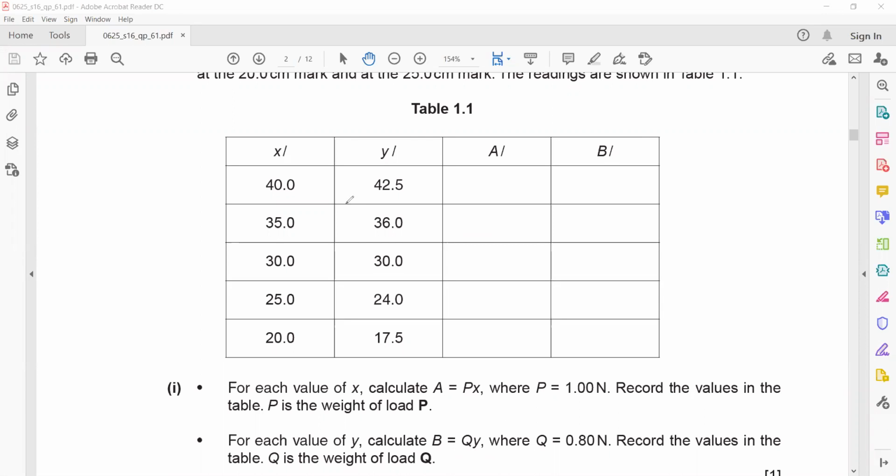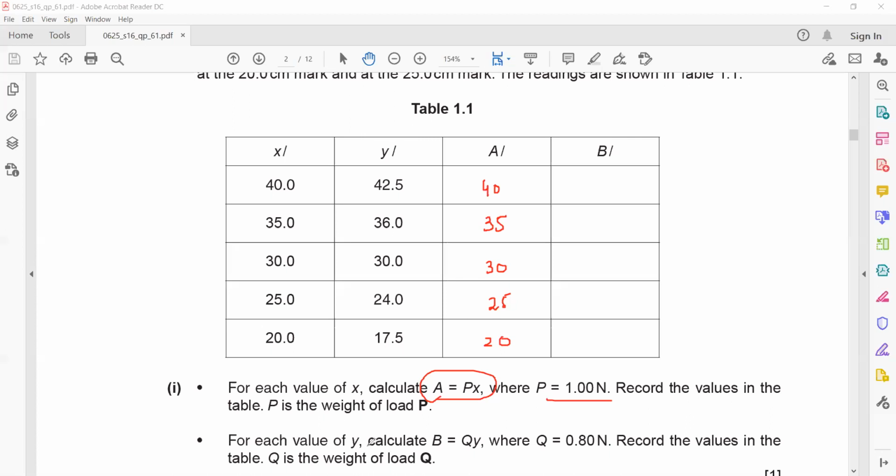So basically the formula is given: the value of A is P multiplied by X, and the value of P is 1. So 1 multiplied by X, here the value of X is 40. So 1 multiplied by 40, it will be 40, 35, 30. Because when I multiply the value of X by 1, I'll get the same answer.